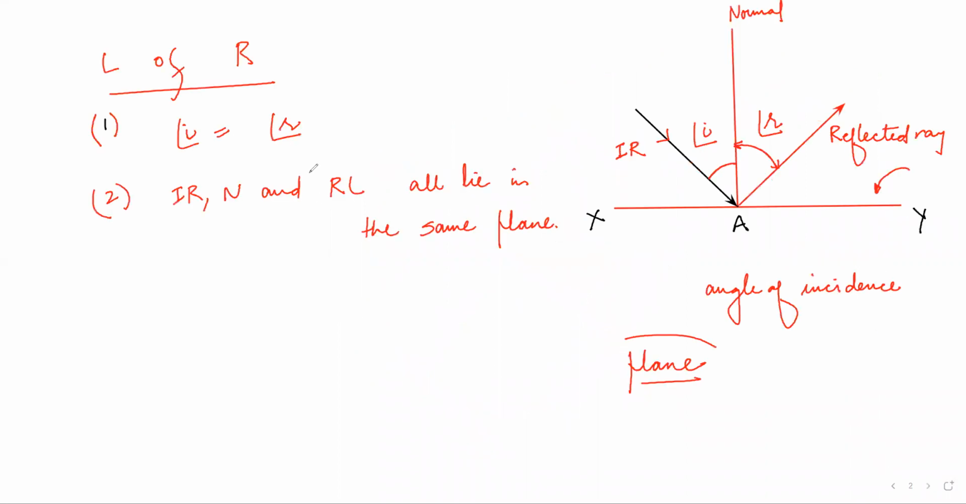And number 2, laws of reflection. Angle of incidence is equal to angle of reflection. And the incident ray, normal and reflected ray all lie in the same plane. After you have understood this, you can answer any question regarding the ray diagram of mirrors. I am going to discuss ray diagrams in case of spherical mirrors.